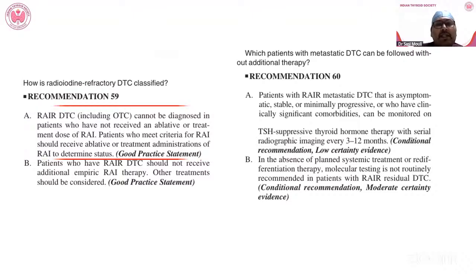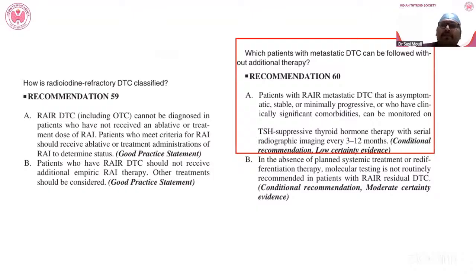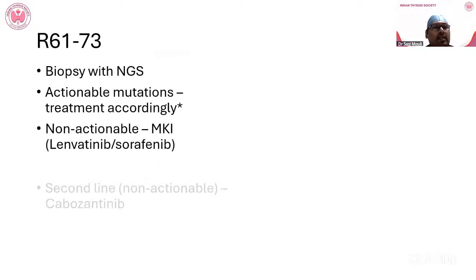Now, with these radioiodine refractory patients, when do we give them any therapy? If they are asymptomatic, minimally progressive, and do not have any issues, we just put them on a suppressive dose and follow them up with imaging. Only if they are symptomatic and the growth is at a faster pace, then you try to go ahead with therapy. What are all the therapies available?